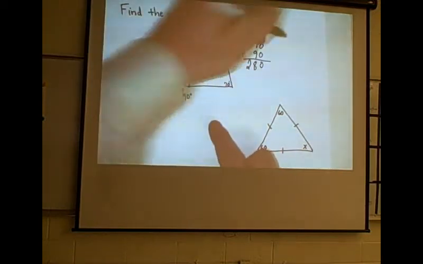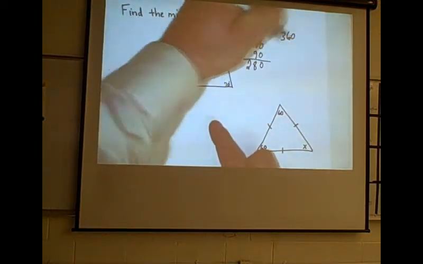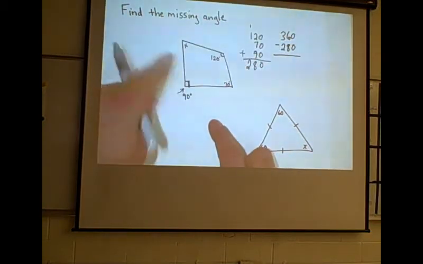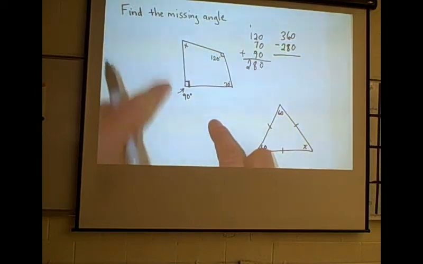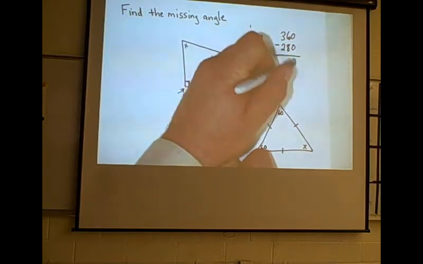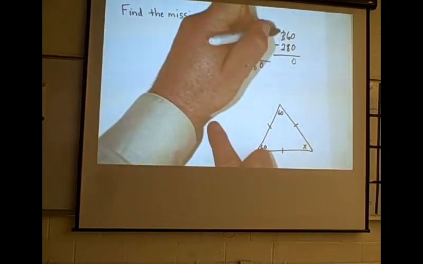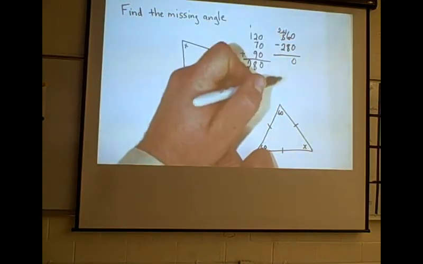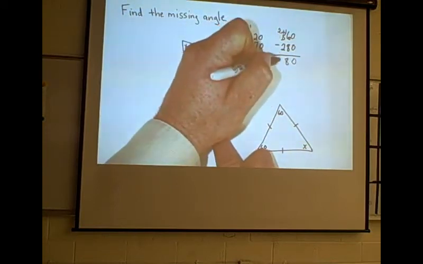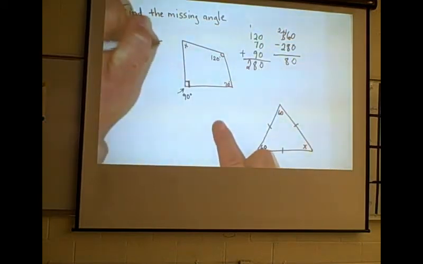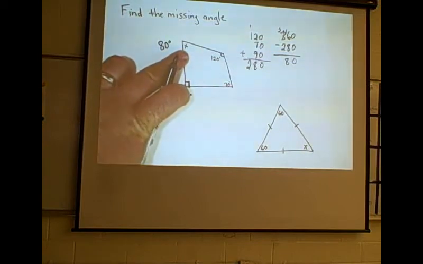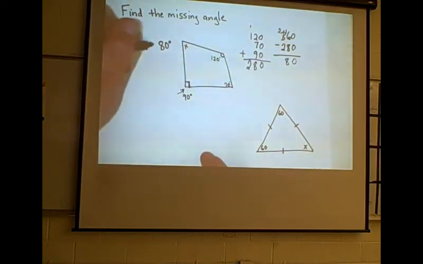Then we take 360 degrees, and we're going to subtract 280, because all quadrilaterals, all 4-sided shapes, measure 360 degrees. So we subtract, borrow from the hundreds place, that's a 2. 16 minus 8 is 8. And 2 minus 2 is 0. So the missing angle is 80 degrees. That was what would X equal. X would equal 80 degrees.